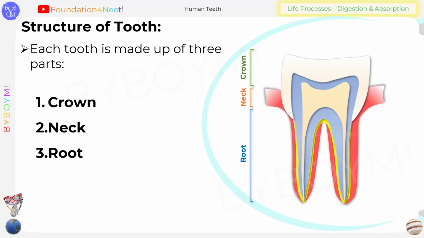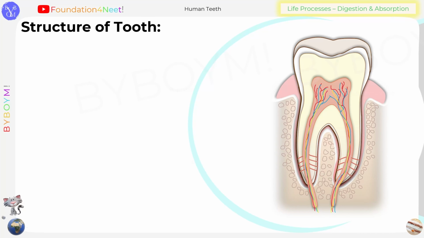Now we are going to take a deeper look into each of these structures and their respective components. So the outermost layer of the tooth is the enamel. It is the hardest layer. The second layer beneath the enamel is the dentine. It is not as hard as enamel, right? But it is made up of a similar substance as bone.